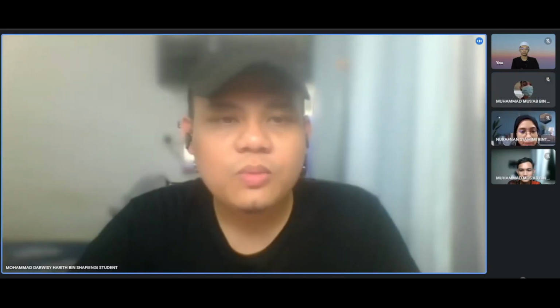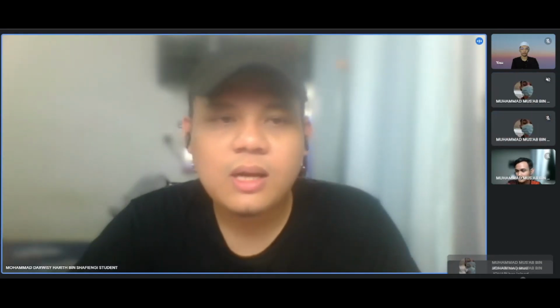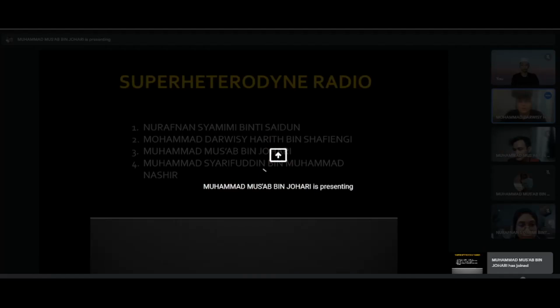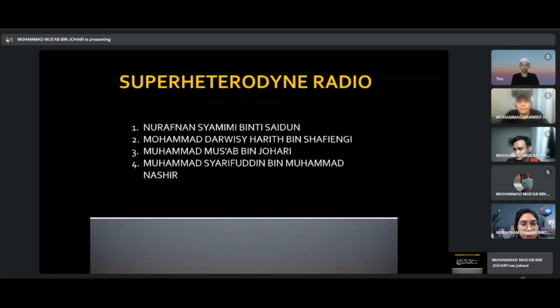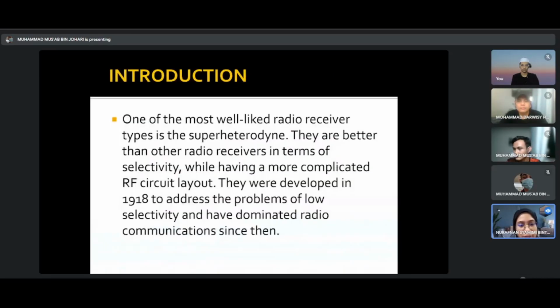So today we would like to present our PBL, which is a superheterodyne radio. For the introduction, one of the most well-liked radio receiver types is the superheterodyne. They are better than other radio receivers in terms of selectivity, while having a more complicated RF circuit layout. They were developed in 1918 to address the problems of low selectivity and have dominated radio communication since then.